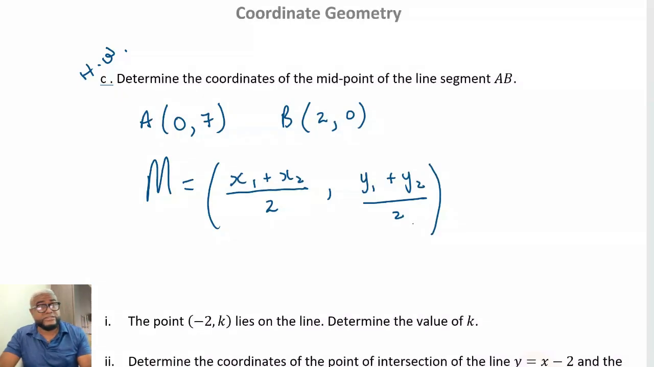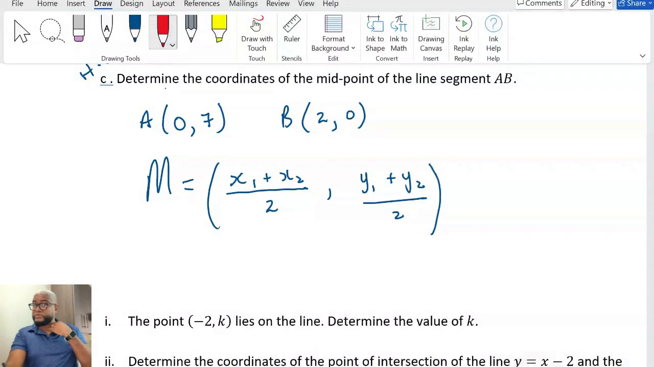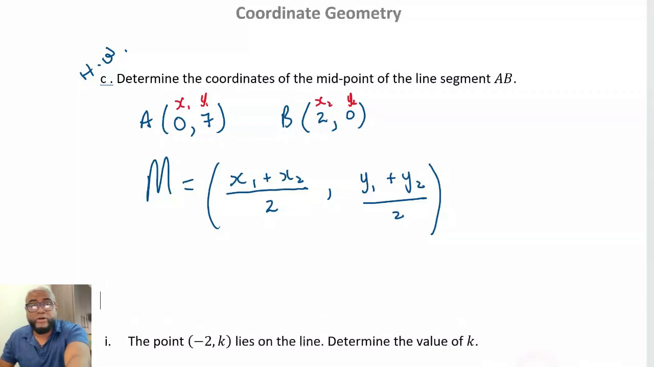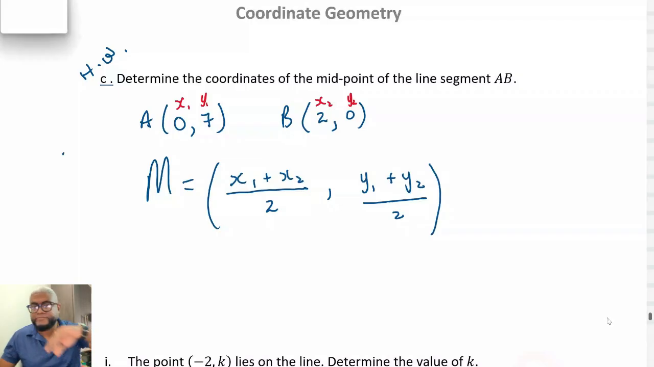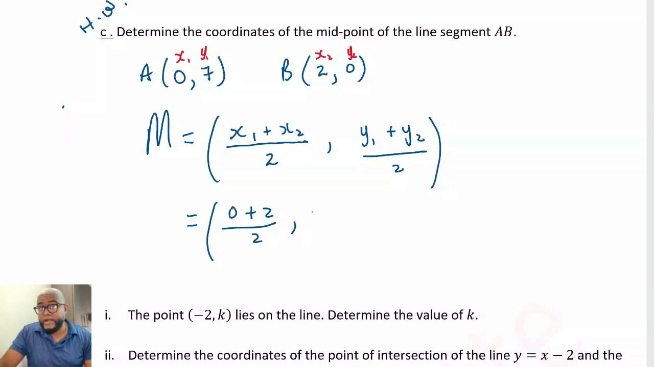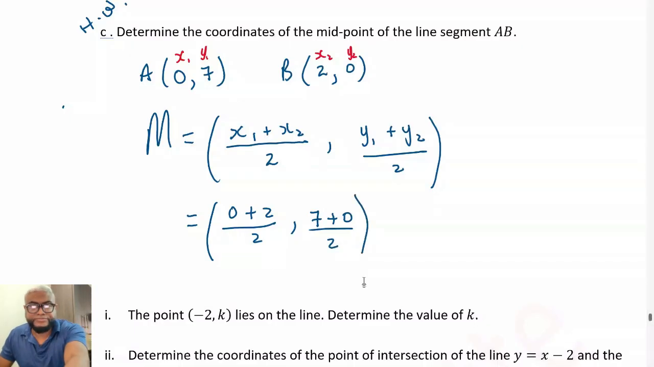So those who didn't do my homework, which is looking like everybody, please do this question quickly. I'm going to put my little x1 and y1 above here. So this is x1, this is y1, this is x2, this is y2. Cool? And you just plug in. No more than 30 seconds. Let's go. Plug it in. It meant was x1: 0 plus 2 over 2, comma, 7 plus 0 over 2. There we go.